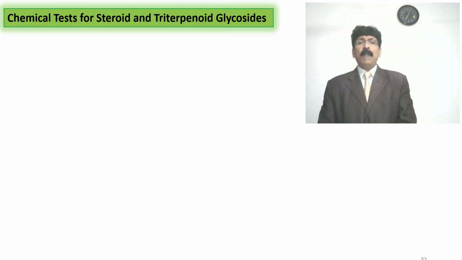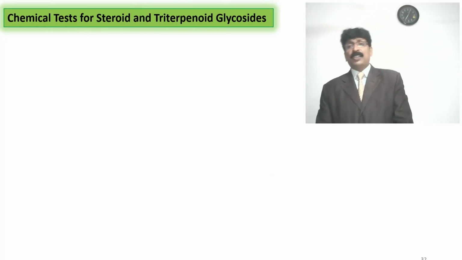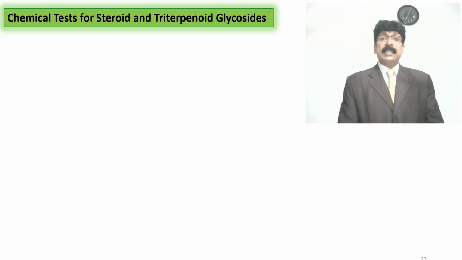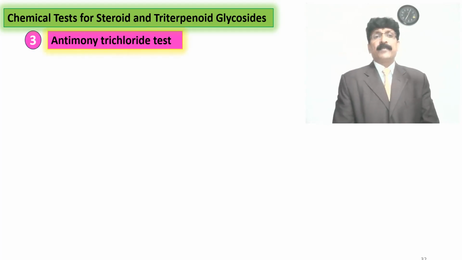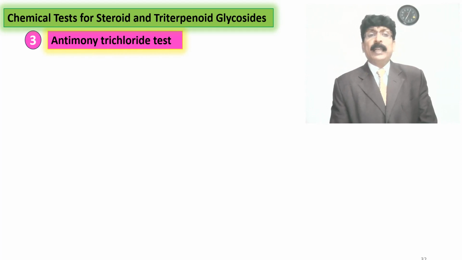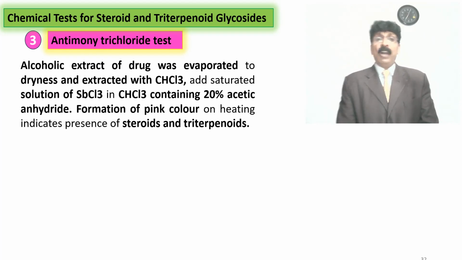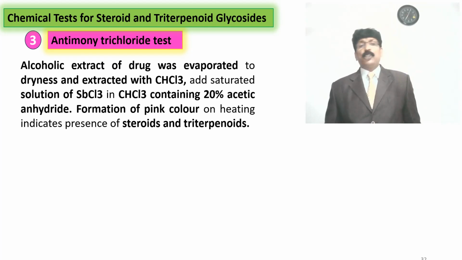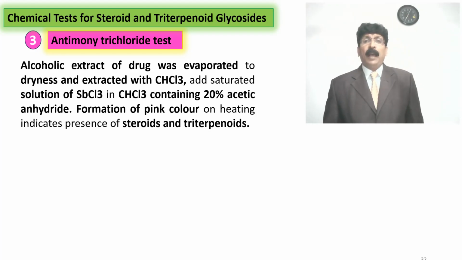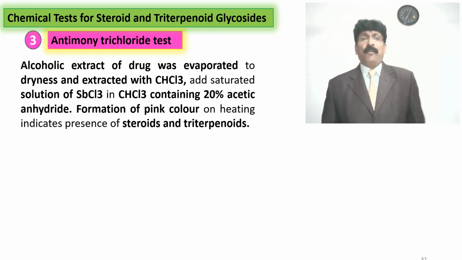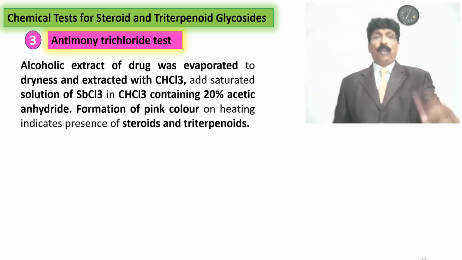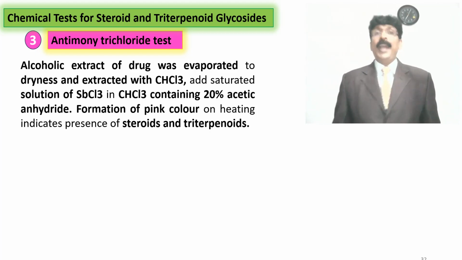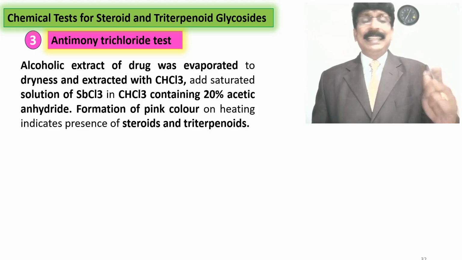Now the chemical tests continue, because you have 3 slides for steroid and triterpenoid glycosides. The third one is the antimony trichloride test. Here, the alcoholic extract of the drug was evaporated to dryness and extracted with chloroform. Add a saturated solution of antimony trichloride in chloroform containing 20% acetic anhydride.